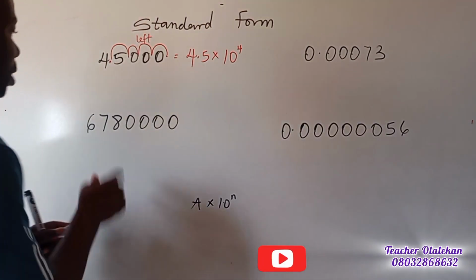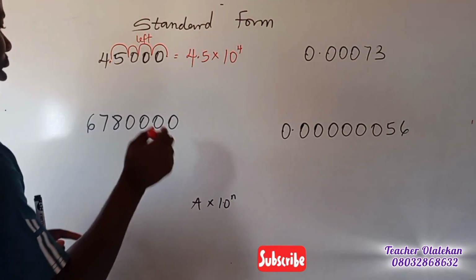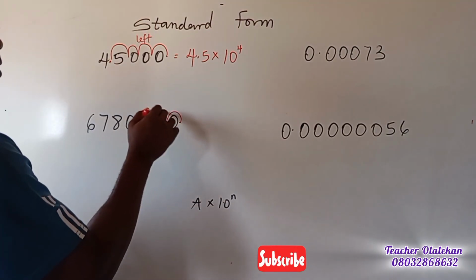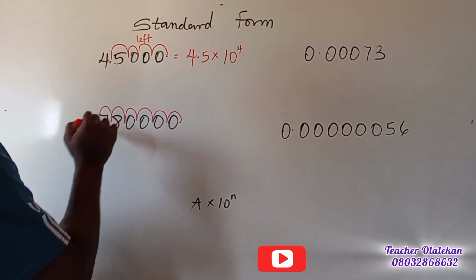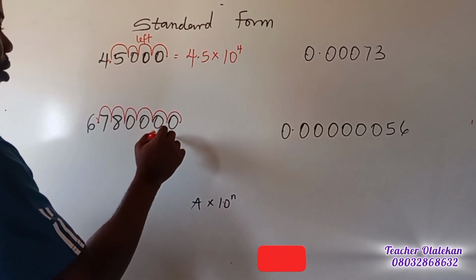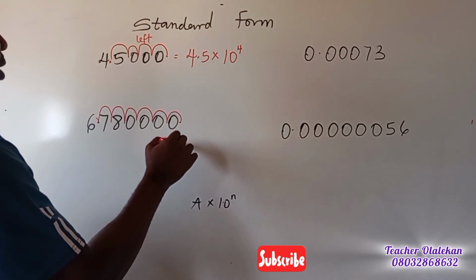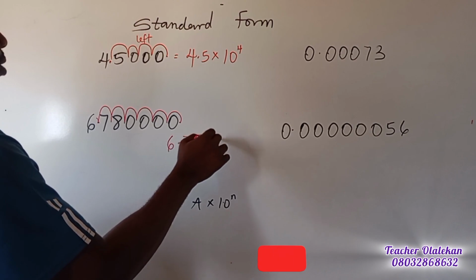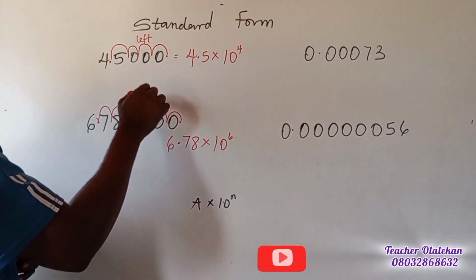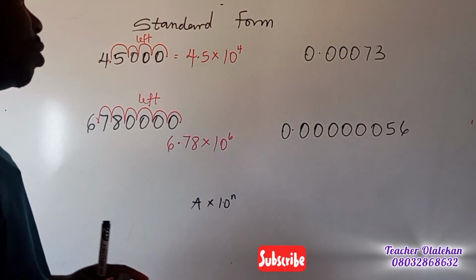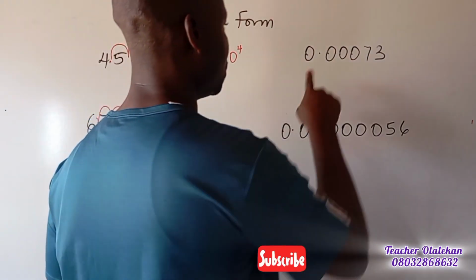So let's do this next one, and let's go 1, 2, 3, 4, 5, 6. Yes, 6 in this case. So that becomes 6.78 times 10 raised to the power 6. And do not forget, it also moves to the left. It moves leftward.